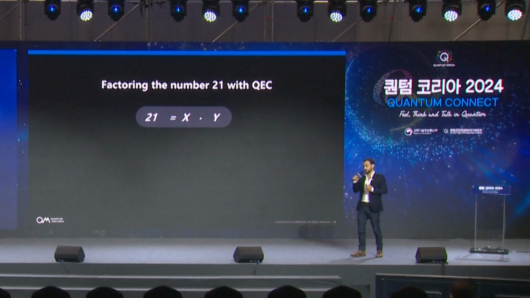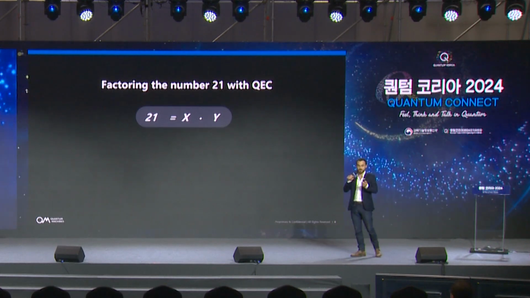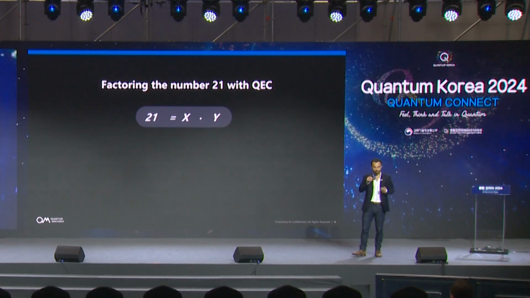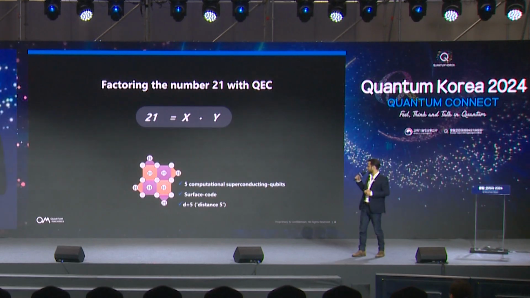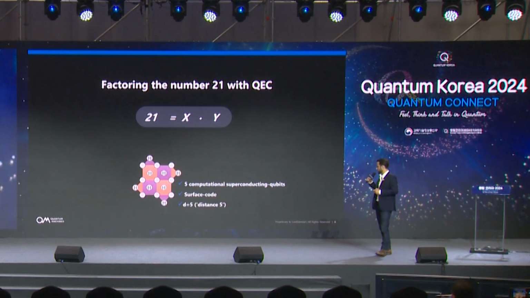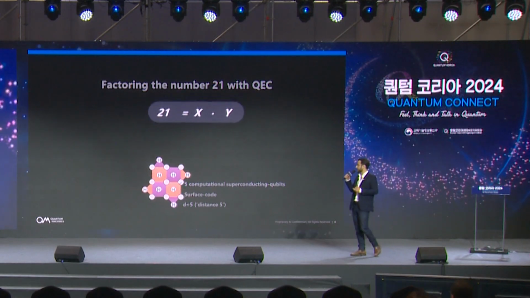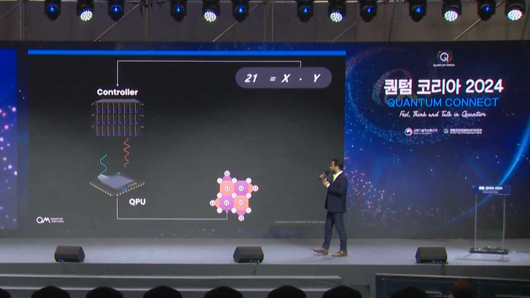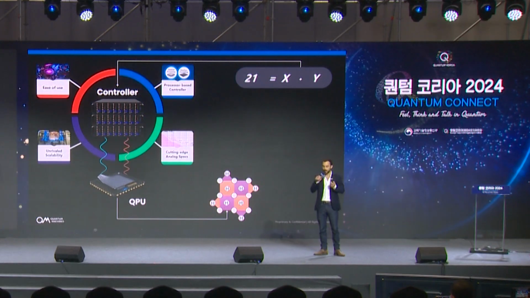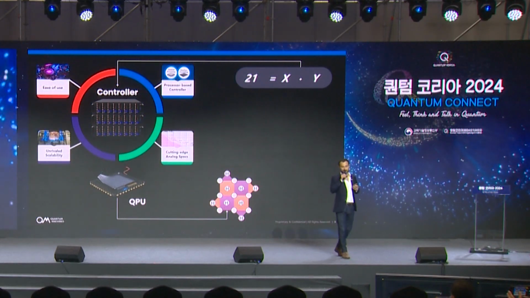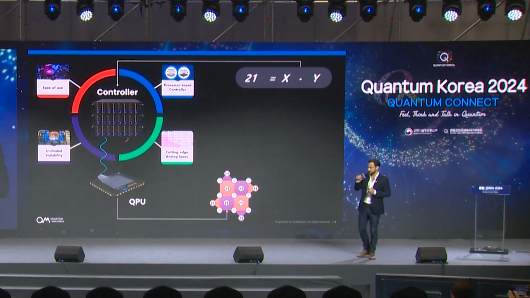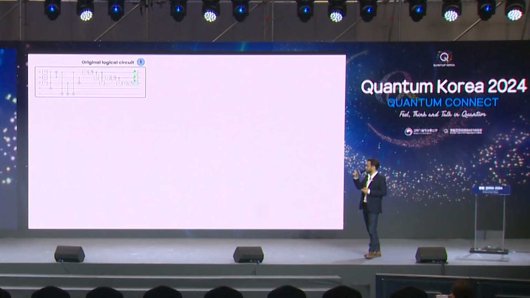Okay, so in order to do that, of course, I need to get concrete because otherwise it's going to be too broad, too theoretical. And I'm going to use a simple example using 5 computational superconducting qubits, surface code with distance 5. These are some choices that we have made. And from that, we're going to try and deduce some of the requirements that went into the design of the controller. So let's start breaking this down.